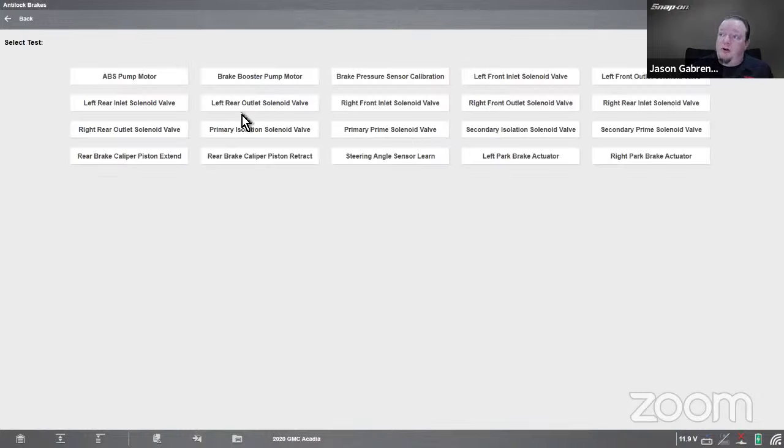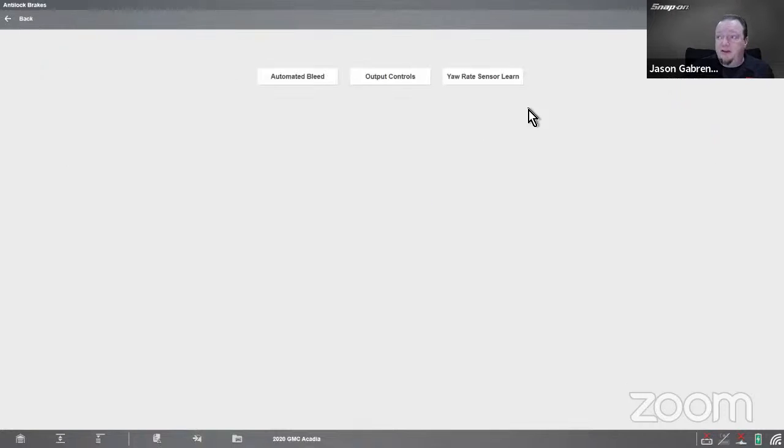As far as output controls, we have the pump motors, the solenoid valves, also caliper pistons, extend and retract on those. Parking brakes as well. So left parking brake actuator, right parking brake actuator. You may need to do those in order to service the brakes.